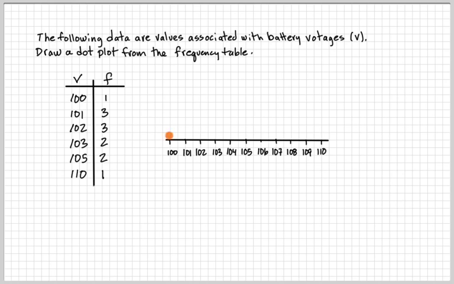Okay, so there's 1 dot at 100, 3 dots for 101, 3 dots for 102, 2 dots for 103, 2 dots for 105, and 1 dot at 110. Then you can see the title and the label. Here you can see the distribution of the data points, and there's one data point that's kind of far away. You can visualize it as possibly an outlier in this data set.